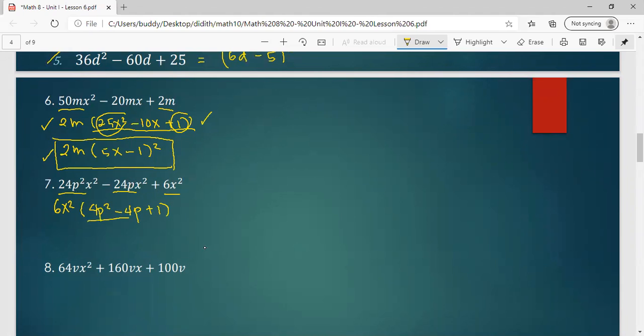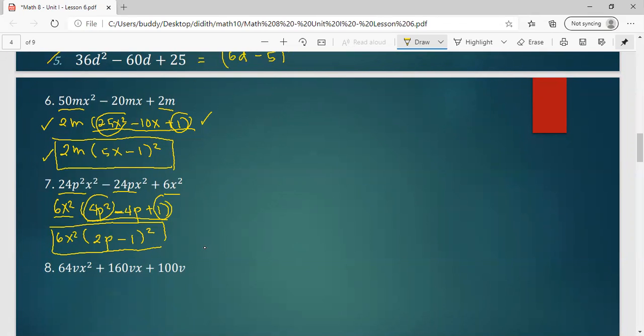Now, this is a perfect square trinomial. So we have to factor this out. And this is not yet the final factor. So we'll copy the GCF as one of the factors. And then we will extract the square root of the first and the last term. Consider the minus sign here and then quantity squared. So this is quantity 2p, which is the square root of 4p squared, minus the square root of 1, which is 1, quantity squared. So these are the factors.